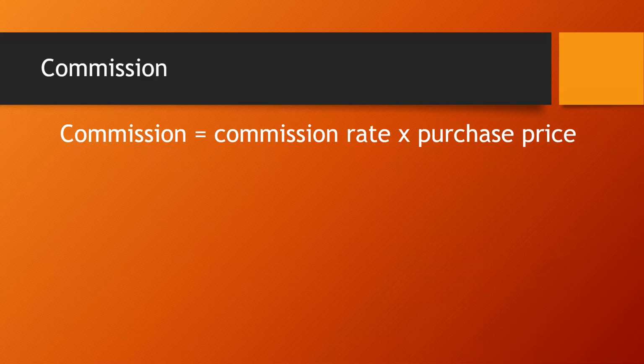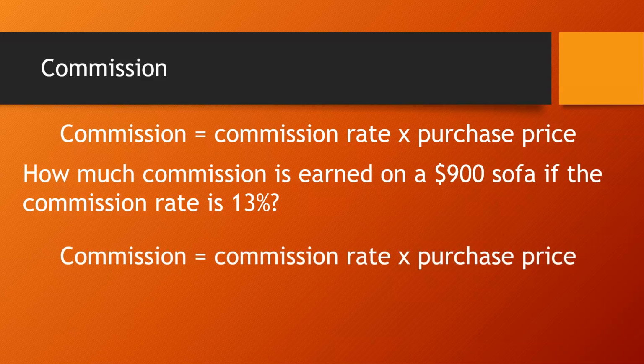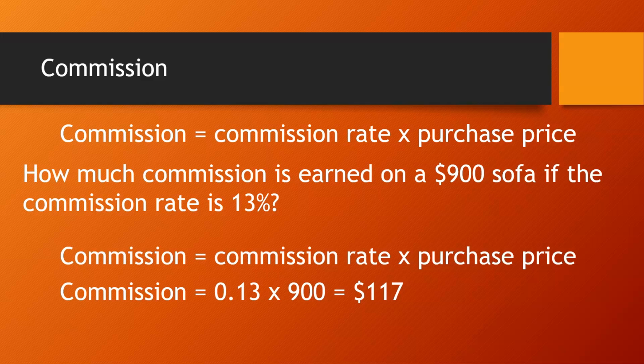Commission is also percent of a number. In this case, commission is the commission rate expressed as a decimal times the purchase price. So if we'd like to find the commission that's earned on a $900 sofa if the commission rate is 13%, we'll have to multiply the commission rate expressed as a decimal, so 0.13, times the purchase price, and we get a commission of $117.